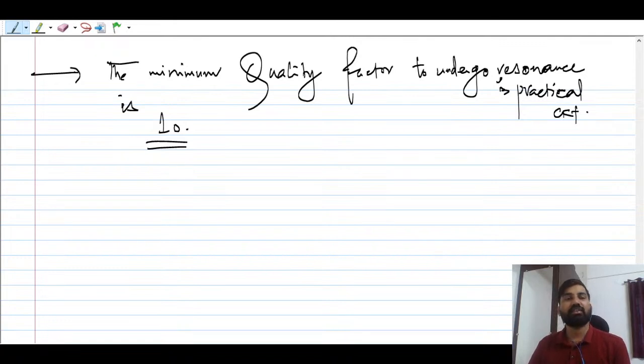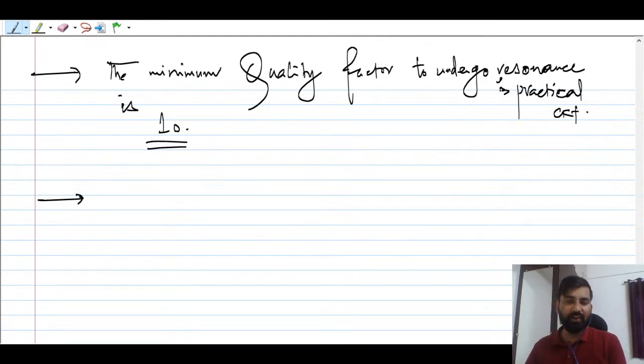Some figure: the minimum quality factor which is needed to undergo resonance in a practical circuit is nearly 10. And for a tuned filter kind of application, you need at least 100. So the maximum you can have is 101.